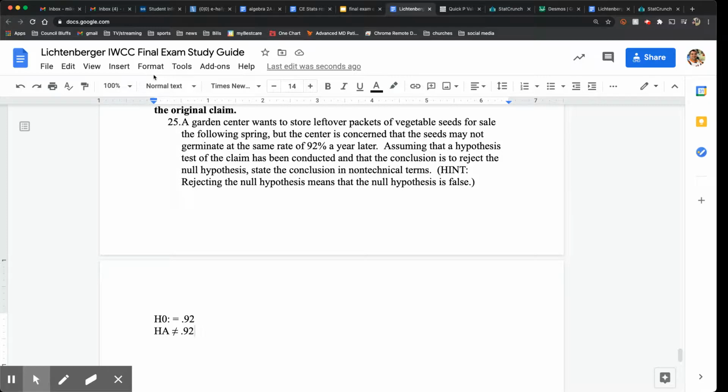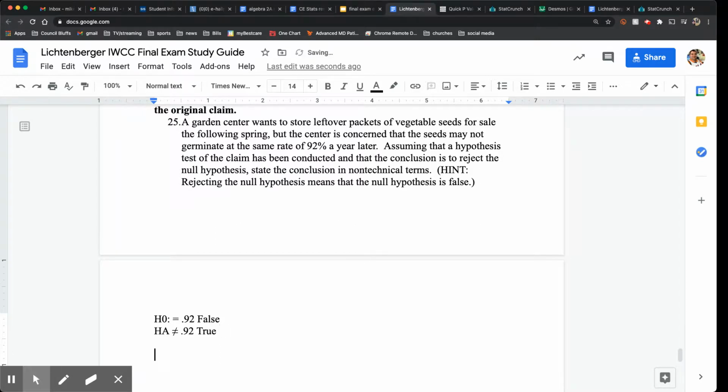So let's assume we've done the hypothesis test and that the conclusion was to reject the null hypothesis. To reject the null hypothesis would mean that our initial guess was false. And if the initial guess is false, that automatically means that our alternative guess is true, meaning that it is germinating at a rate that's other than 92%. So state the conclusion in non-technical terms.